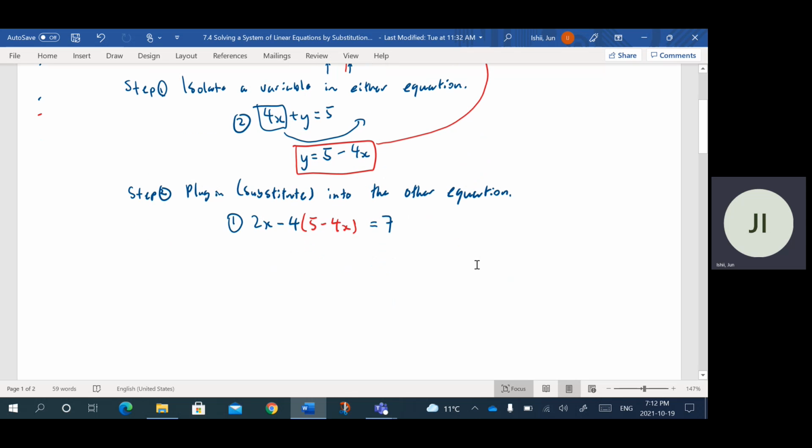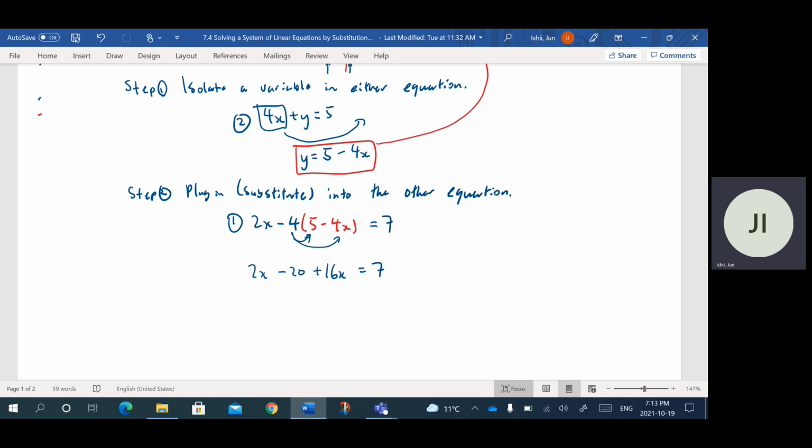What you'll notice now is that we no longer have a y variable. We just have x's, so we should be able to actually solve this equation. To do that, we want to expand out the brackets, so we're going to distribute the -4 into the brackets. I got 2x. The -4 times 5 is -20. -4 times -4x is positive 16x. This is equal to 7.